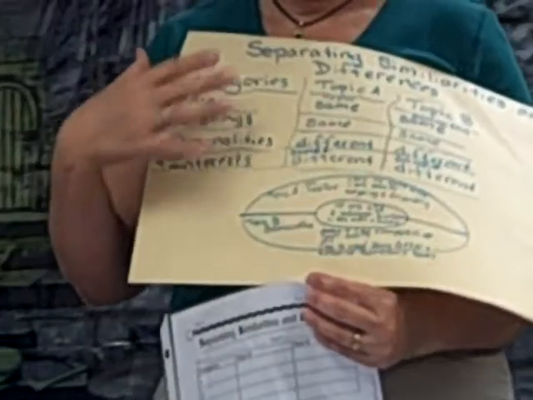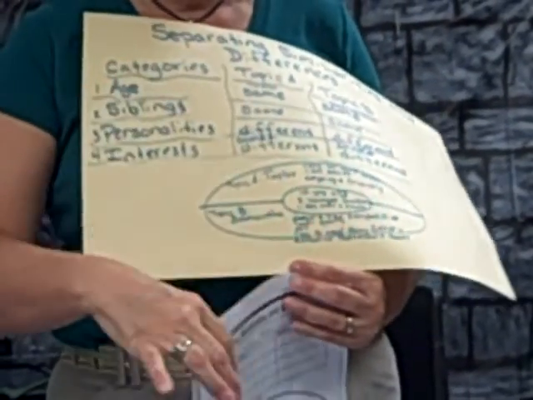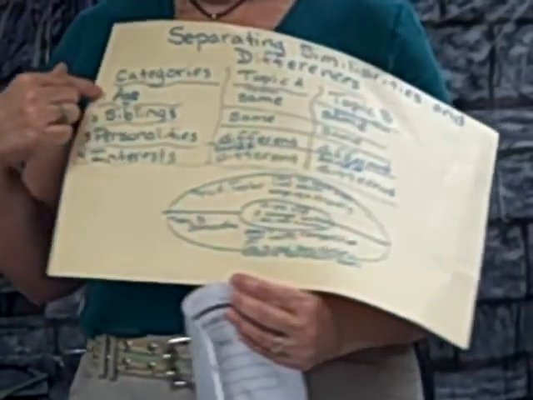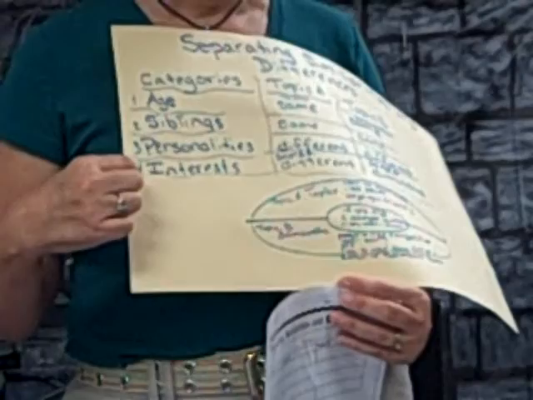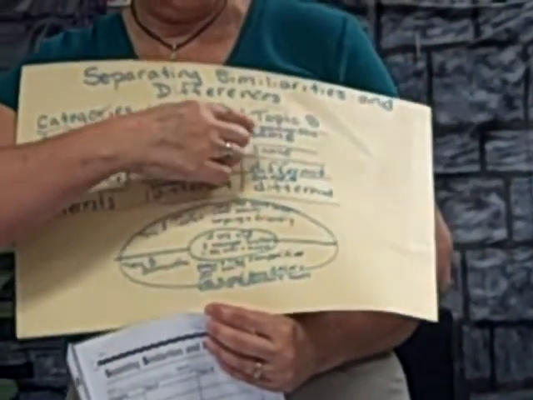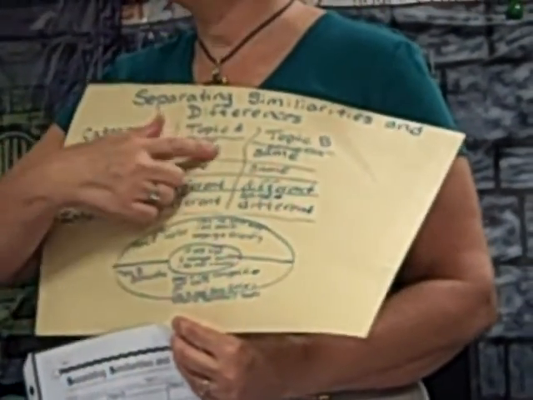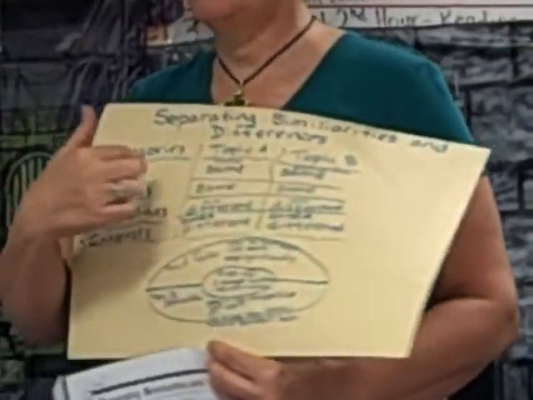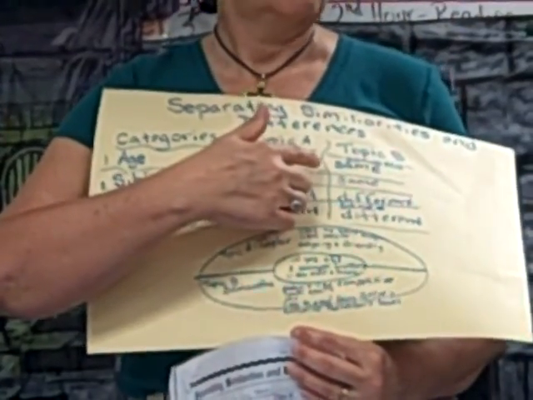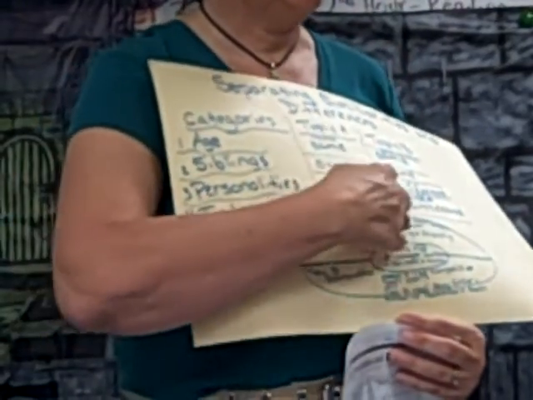So in this one, the categories that we could find easily in this essay were age, siblings, personalities, and interests. When I came over here, topic A is Taylor, topic B is Samantha, okay? And when I look at the age, I put the same. Why did I put the same? Because it says both 10. They're both 10 years old. And when it came to siblings, I put the same. Why did I put the same?